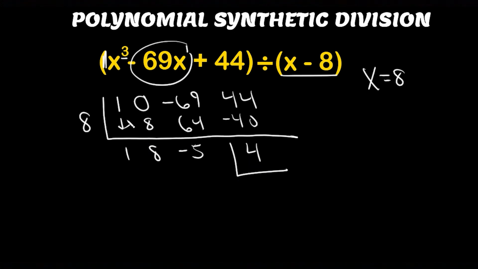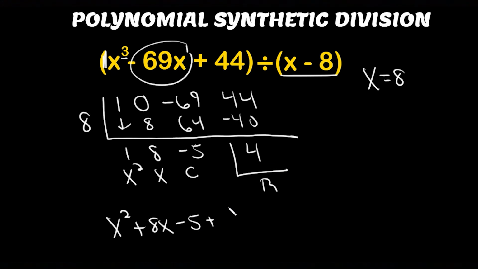So it's no longer a cubic. It's going to be a quadratic, x squared, x, constant. And again, technically my remainder is right here. Okay, you can write that down if you want. So writing it all together, I have x squared plus 8x minus 5, and then my remainder is positive, so plus 4 all over my divisor, which is x minus 8. Done. Okay, that one's done.